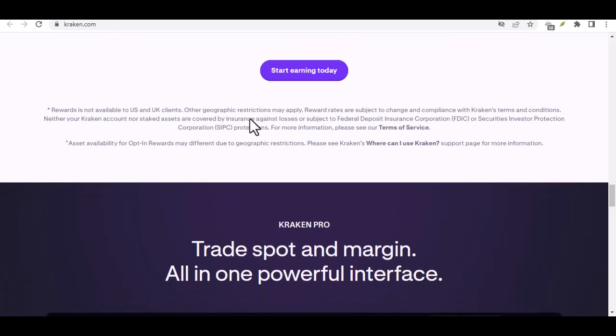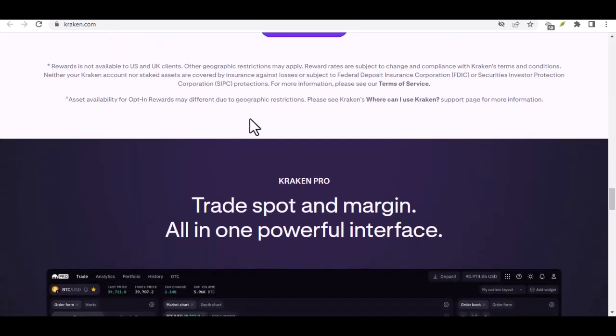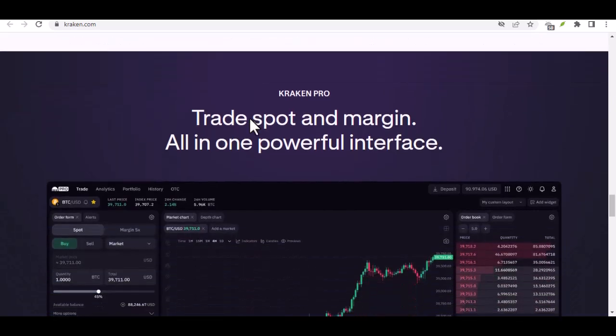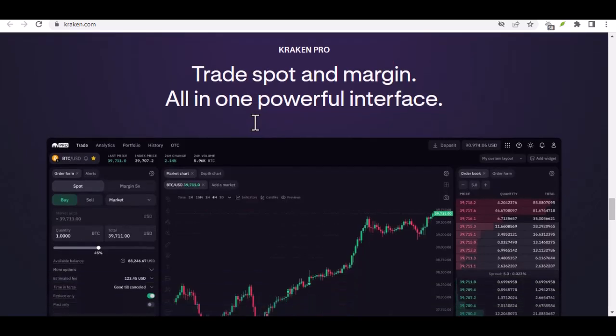Kraken Pro also offers staking, allowing you to earn passive income on your crypto. You can easily stake assets like Cardano or Solana directly through the platform and see your estimated rewards, making it a seamless way to grow your portfolio.